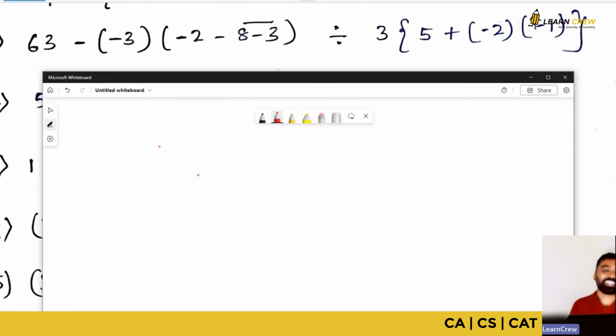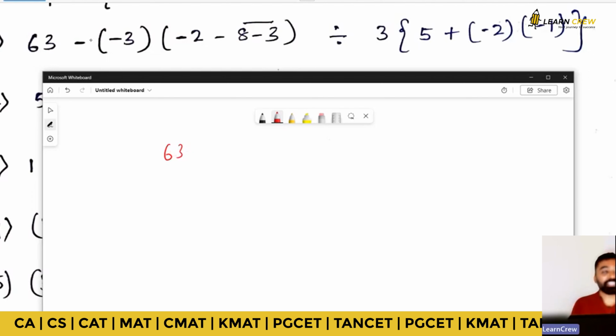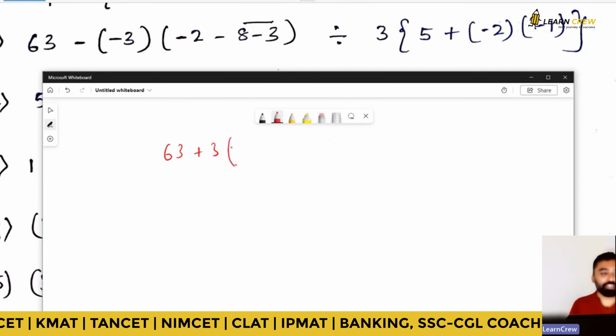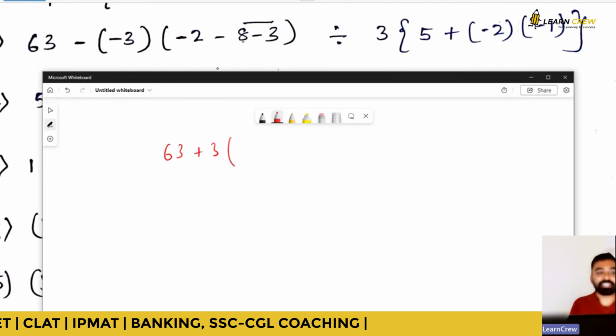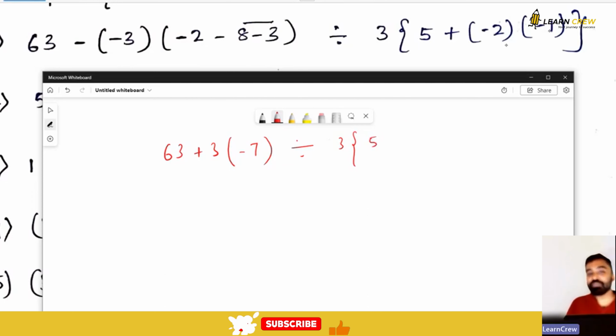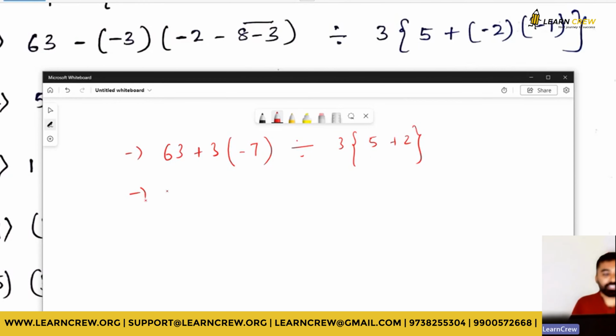Correct. Okay, let's open up all the normal parentheses. 63 minus of minus becomes plus 3. Inside the bracket you need to solve. This becomes minus 2 minus 8 minus 3. You need to solve the parenthesis first. 8 minus 3 is 5. This becomes minus 7, divided by 3. 5 plus, it becomes minus into minus, which is nothing but plus 2. Plus 2. Okay, fine. Next one, 63.